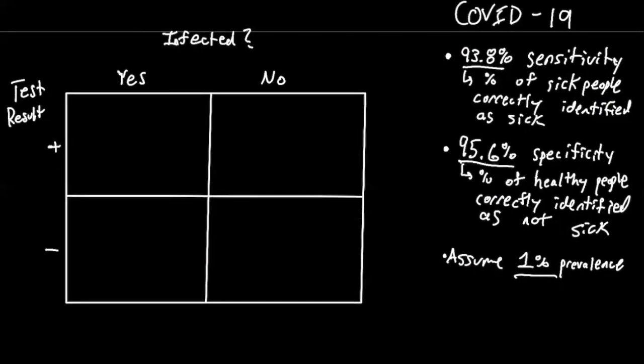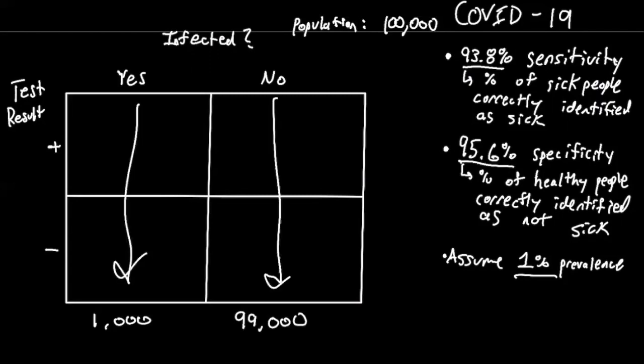What we can do is think about a population, think about a number to make these percentages a little bit more concrete. Let's look at a population of 100,000 people. So maybe like a smaller city. So out of 100,000 people, if 1% have the virus, that means that we have 1,000 people who are actually infected and 99,000 people who are not infected.